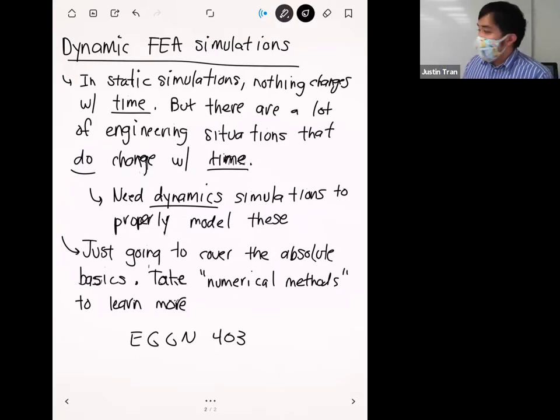Okay. So any questions on this so far? Okay. And so to kind of motivate the theory behind transient simulations, we have to talk about the lumped mass model, or in other words, called the mass spring damper.